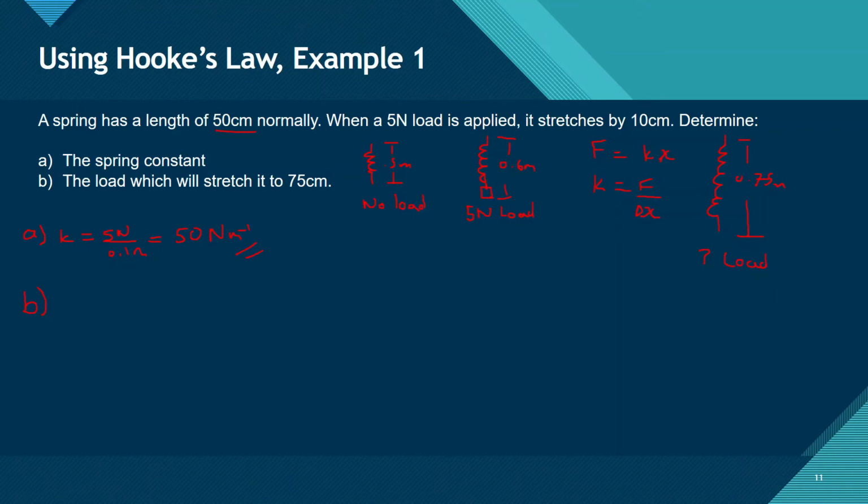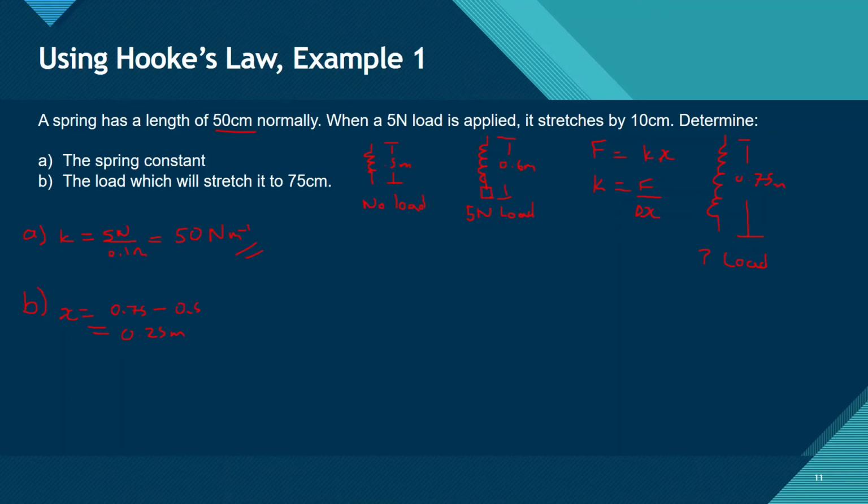That is what B is asking. Similarly to how we found the delta X for A, the baseline is 0.5 and the new distance is 0.75. So X will be equal to 0.75 minus 0.5, which gives us a distance of 0.25 meters, 25 centimeters. So it stretches by 25 centimeters in scenario B.